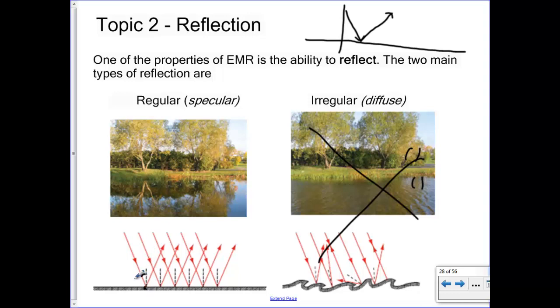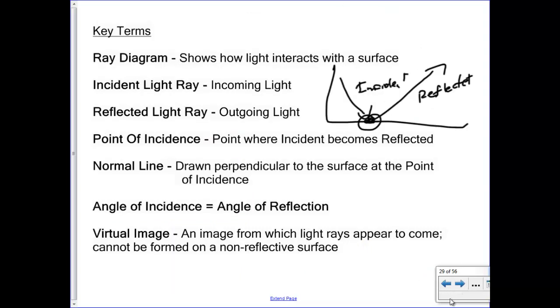There's a basic math principle then. If this angle right here is, say, 10 degrees, then this angle right here is also 10 degrees. Does that make sense? Whatever angle it bounces in at, it'll be the same angle that it bounces out at. Even on some of these funky ones where it's kind of screwed up here, if this was 10 degrees, that would be 10 degrees. That's this note right here: your angle of incidence is always the same as your angle of reflection.